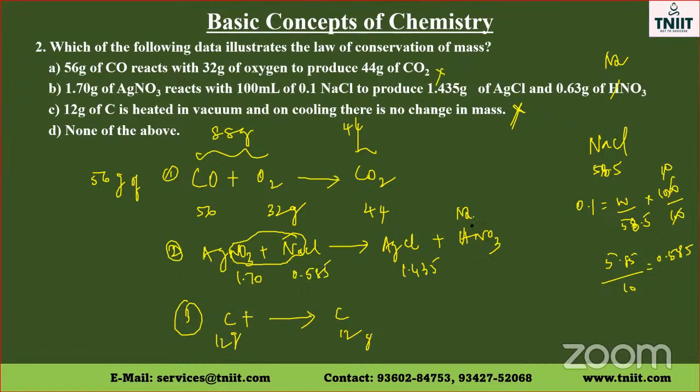So what will be the sodium nitrate formed? Sodium nitrate formed will be 1.70 plus 0.585, so it will be 2.285, so 2.28 minus 1.435. It will be 0.850 grams.